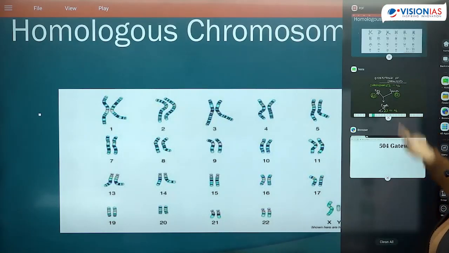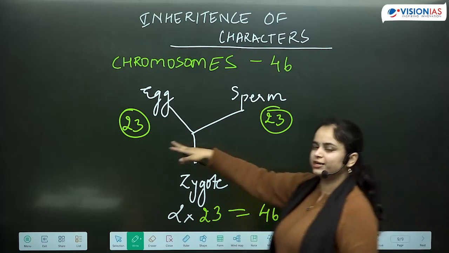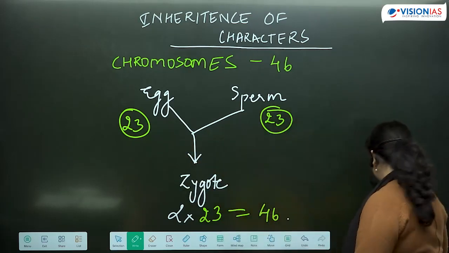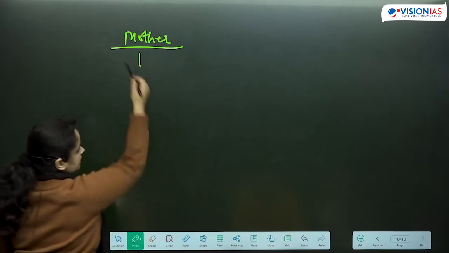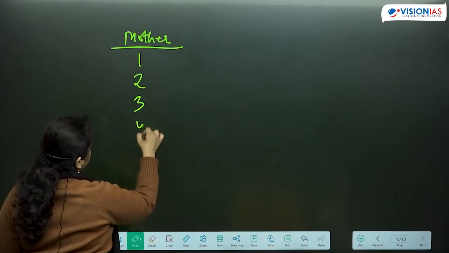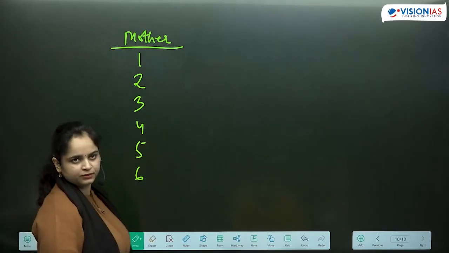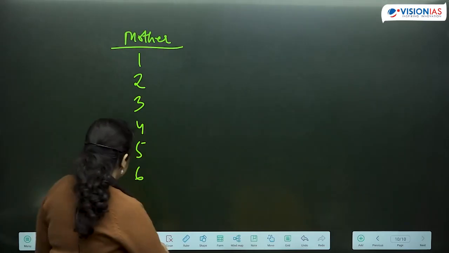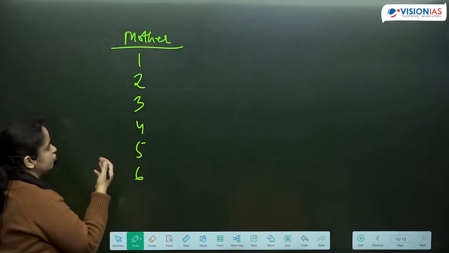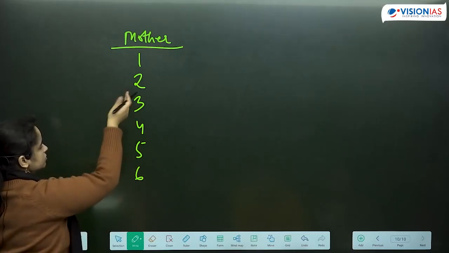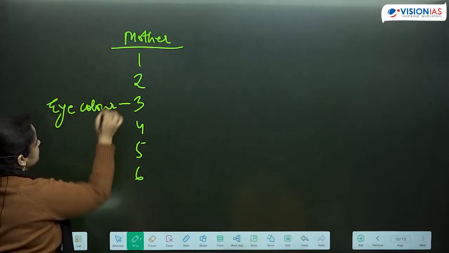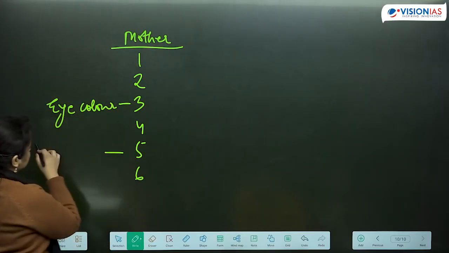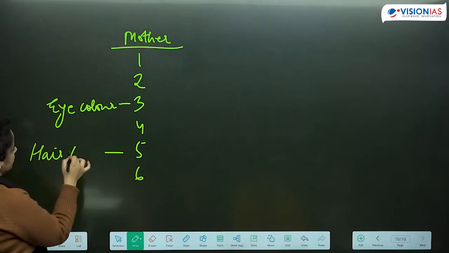Let me elaborate a little bit more on this. Egg से 23 chromosomes आएंगे, sperm से 23 आएंगे. So if we start checking the chromosomes of the mother, and we start arranging them, we'll find 1, 2, 3, 4, 5, 6, so on till 23. If we further go looking into these chromosomes, we might find, जैसे suppose, hypothetical example, chromosome number 3 has the gene for eye color. Chromosome number 5 has the gene for hair color.